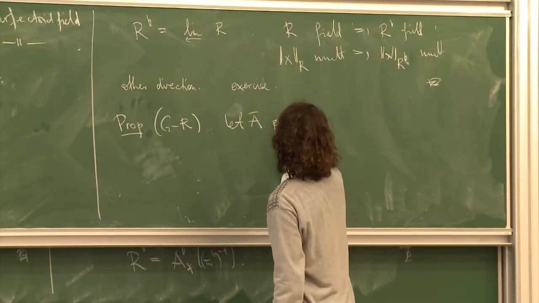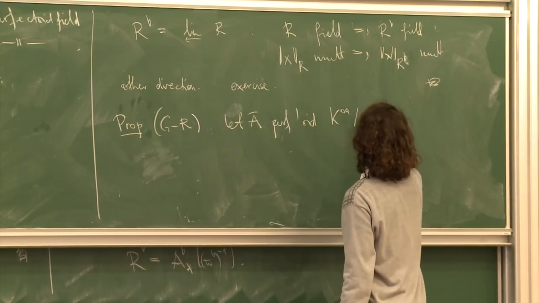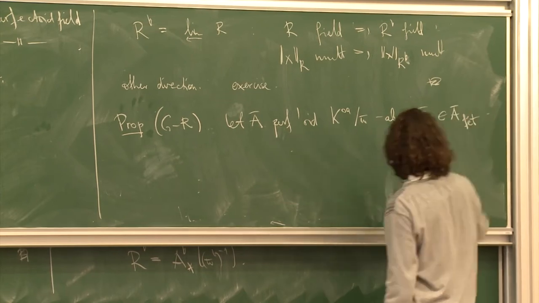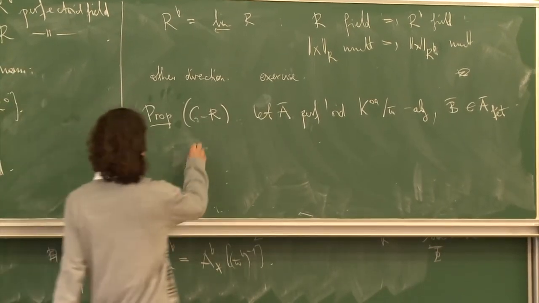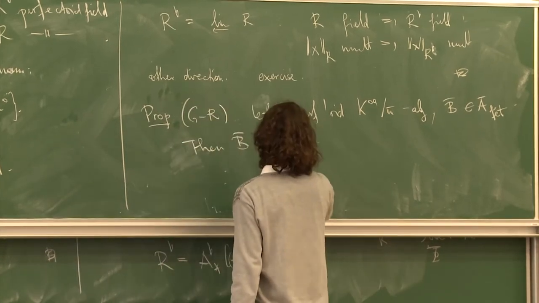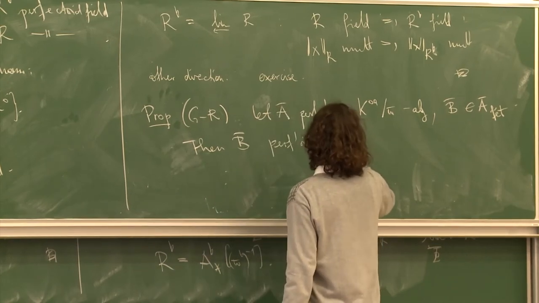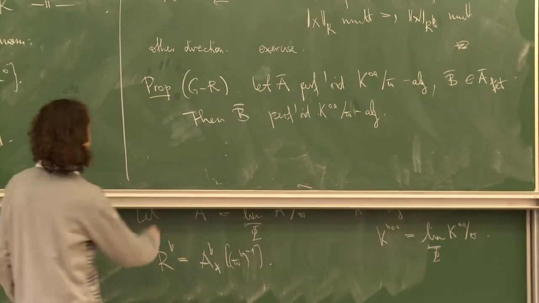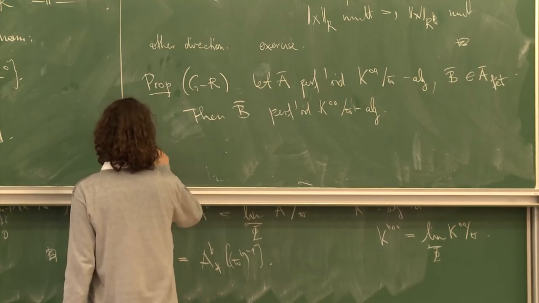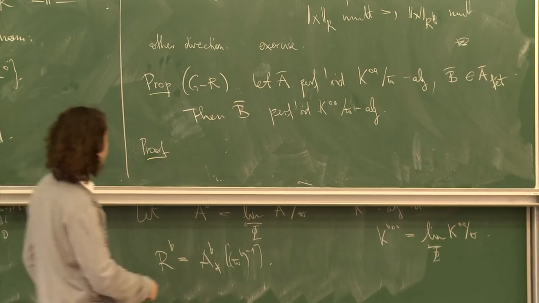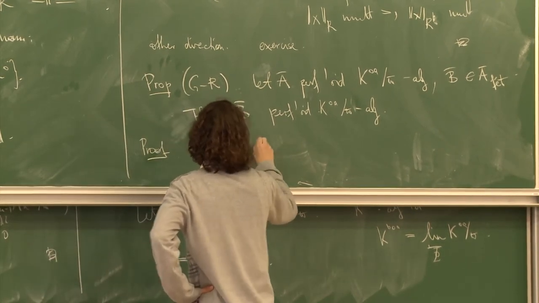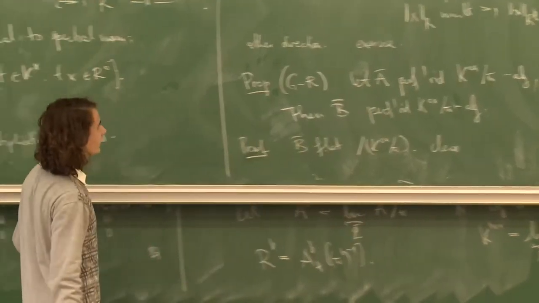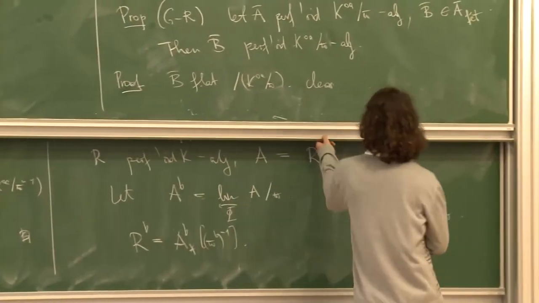That if A bar is a perfectoid K0 A mod pi algebra, and B bar is finite étale over A bar, then B bar is again perfectoid. And for the proof, that B bar is flat over K naught A mod pi is clear, because it's flat over A bar and A bar is flat over this. So the hard part is to show that the following is true.